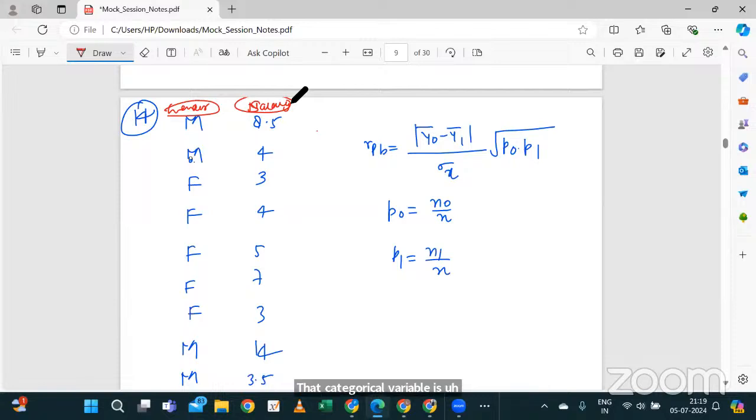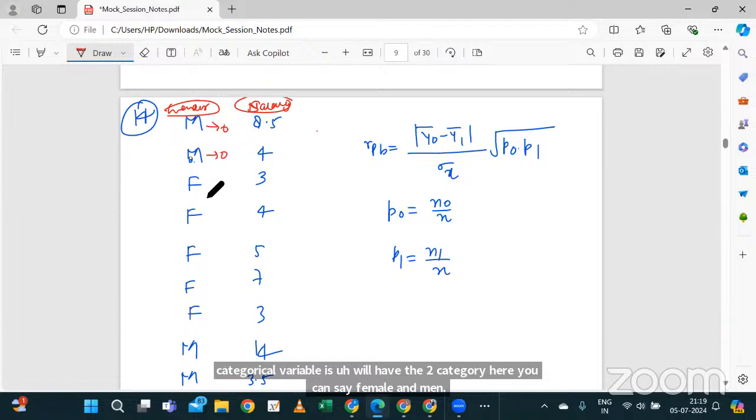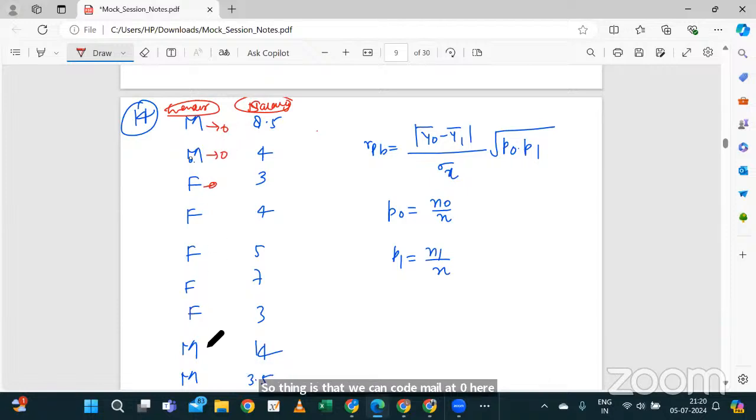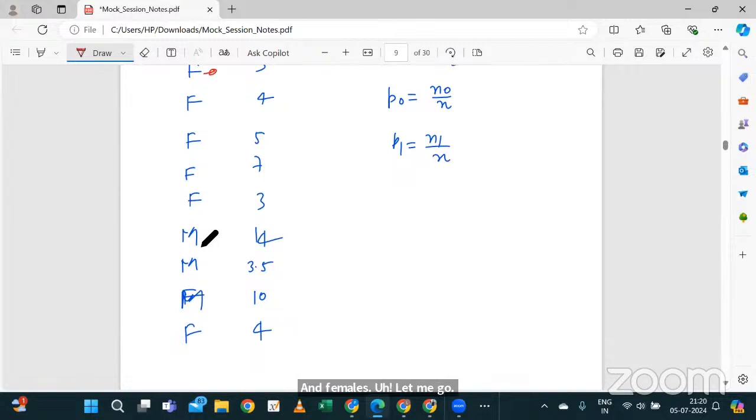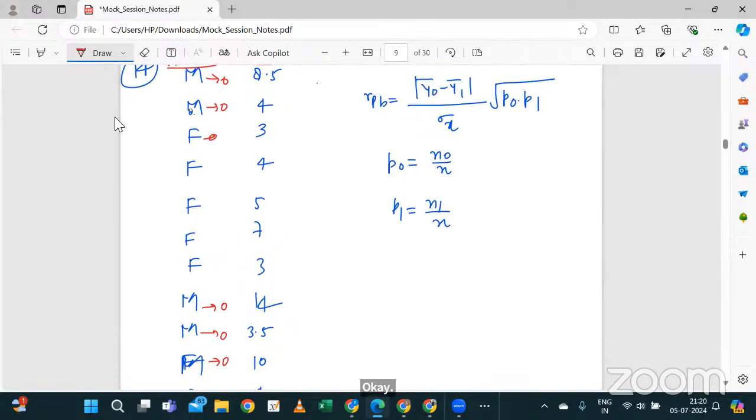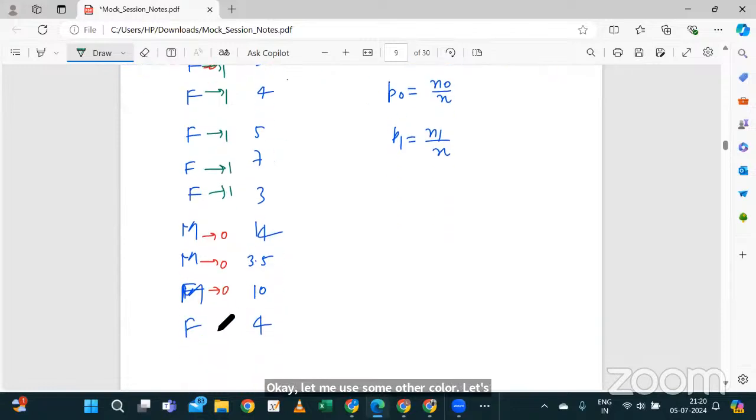Here you can say female and male. So we can code male as 0 and female as 1. Let me use some other color. Female is 1, 1, 1. So that means that is the category we have to do.